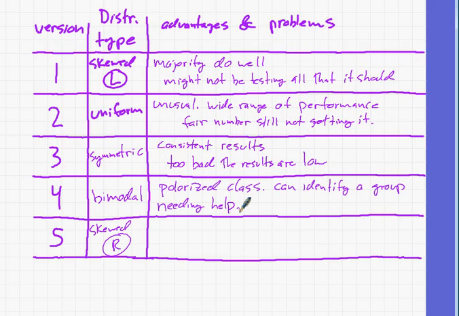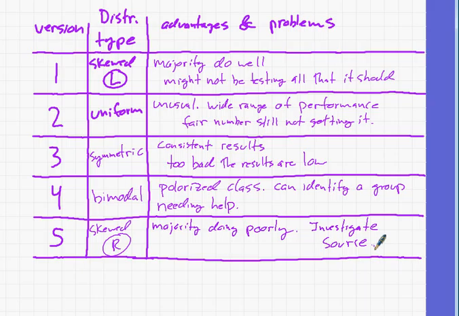remedy those. The bimodal distribution means that there's a group that does pretty well, and then there's a group that isn't doing very well. It's a polarized class. The advantage is that you can actually identify a group needing help, and perhaps you can identify those who are doing well that can move on.